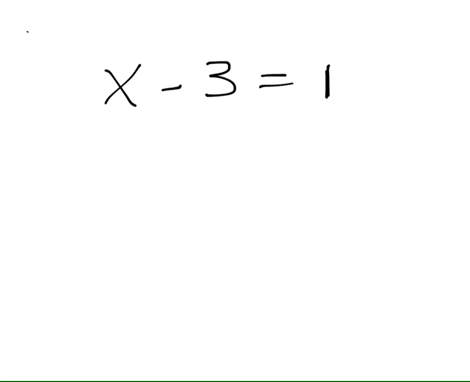Goal is to get the variable by itself, positive, on one side of the equal sign. We call that isolating the variable. So, x is already positive. That's like a positive 1x, so it's already positive. That's good. And I now need to get it by itself on one side of the equal sign.